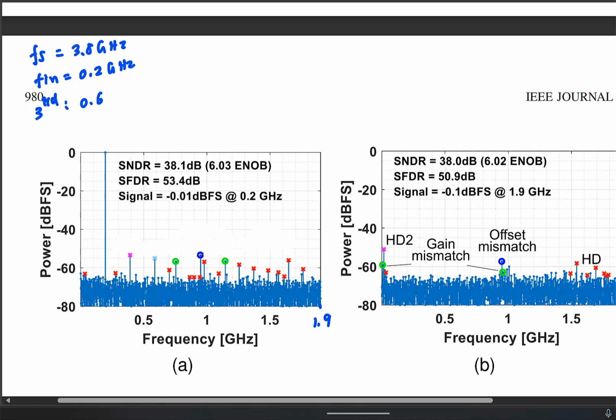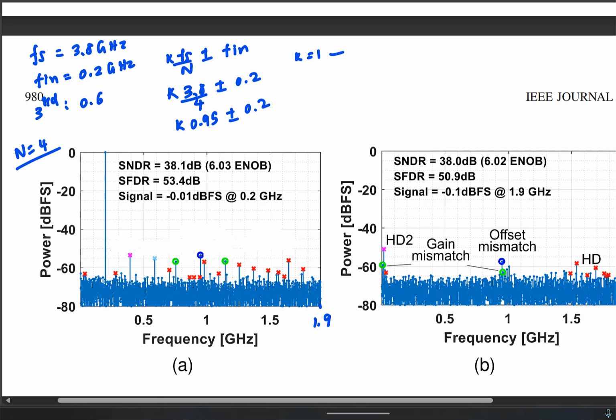And here they have used a 4-way interleaving. So if there is a mismatch in the gain or in timing, what additional frequencies will I observe? k Fs by n plus or minus Fn. In this case n is 4, so basically it's k times 3.8 by 4 plus or minus 0.2. This is k times 3.8 by 4, 0.95 plus or minus 0.2. At least for k equal to 1, this becomes what? Yeah, 0.75 and 1.15.